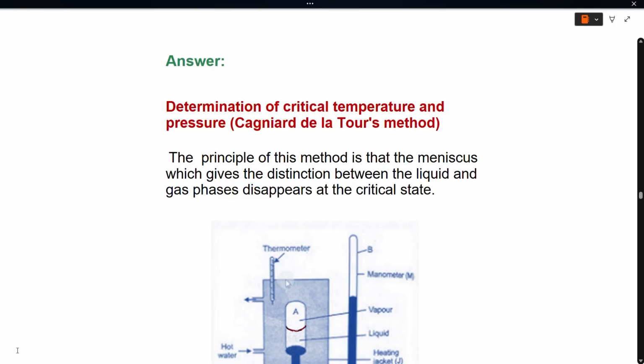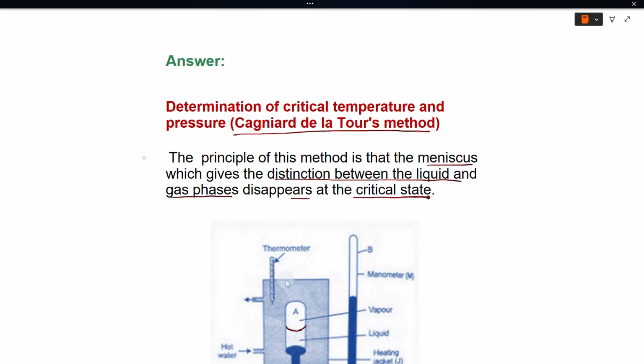So here we have the determination of critical temperature and pressure by Cagniard de la Tour method. The principle behind this is that the meniscus, which gives the distinction between the liquid and gaseous phases, disappears at the critical state. So the disappearance of the meniscus can be taken as the critical state.